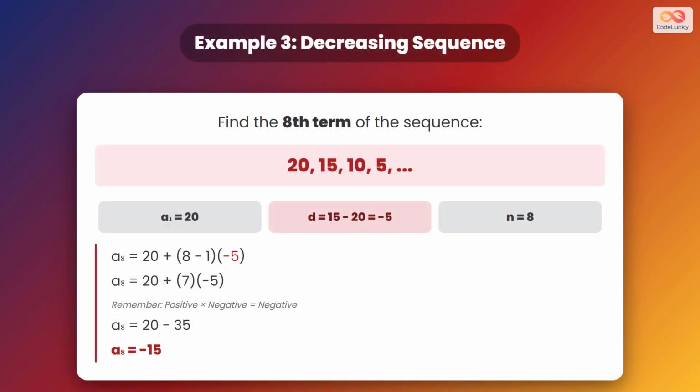Be careful with decreasing sequences. Here we have 20, 15, 10, 5. We want the 8th term. The sequence starts at 20, but since it goes down, our difference d is negative 5. When we substitute, we get 20 plus 7 times negative 5. 7 times negative 5 is negative 35. 20 minus 35 results in negative 15.